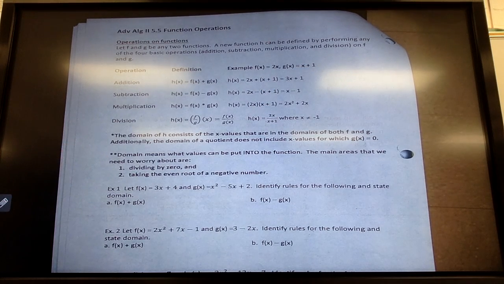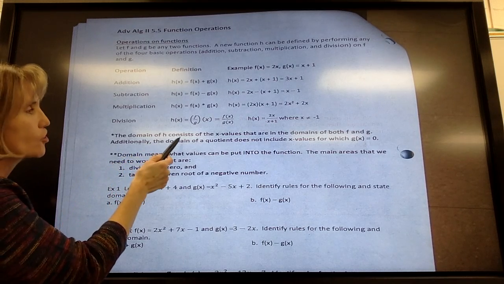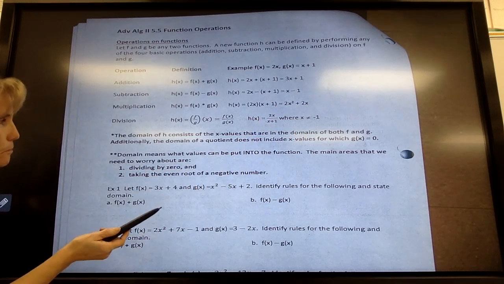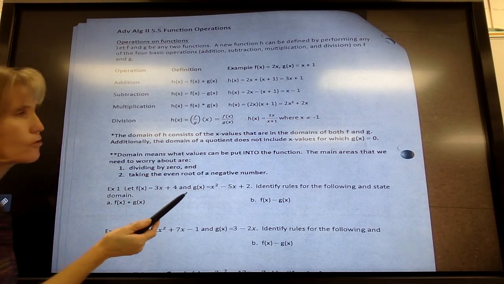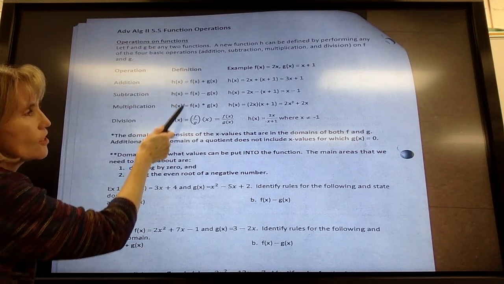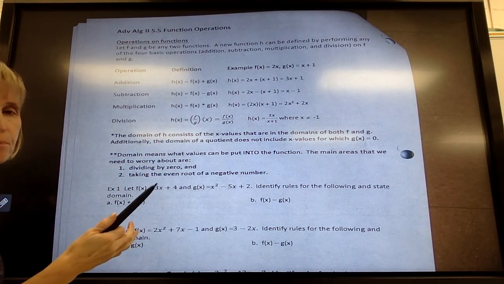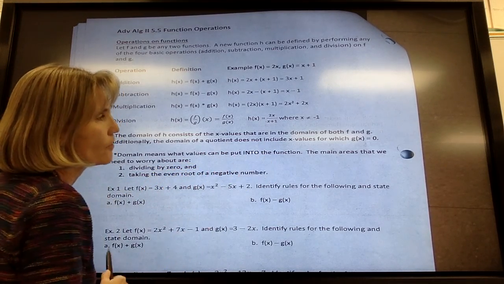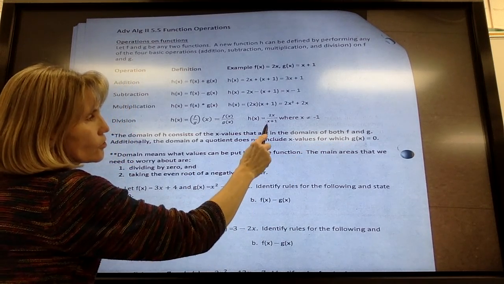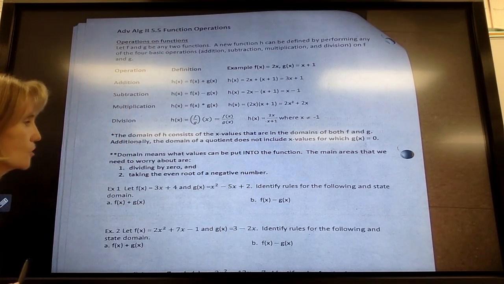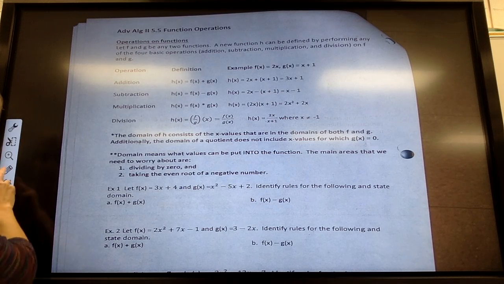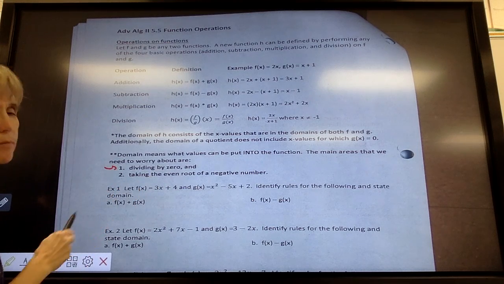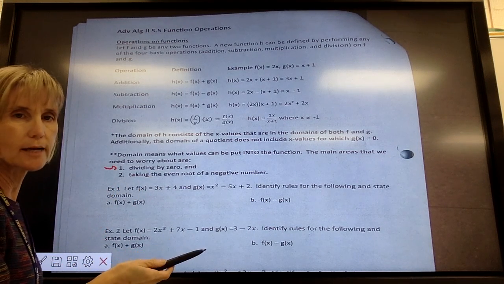They got some notes here that you might want to read through. It says the domain of h, so the new function that you get after you add, subtract, multiply, or divide, is going to consist of the x values that are in the domains of the functions that you added, subtracted, multiplied, or divided. It's going to be the same domain. Additionally, the domain of a quotient does not include x values for which g of x equals 0. So in other words, we can't have 0 in the bottom of the fraction. The two areas that you have to be concerned with is if you have division involved, you do not want to be dividing by 0, so we would restrict the domain so that doesn't happen.